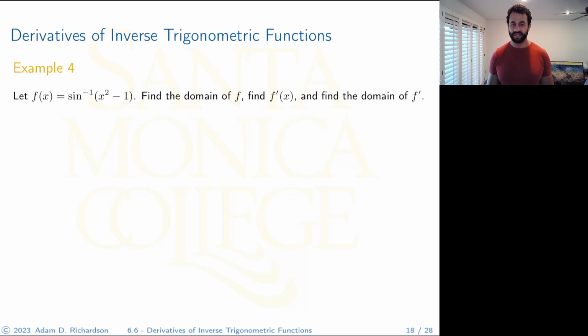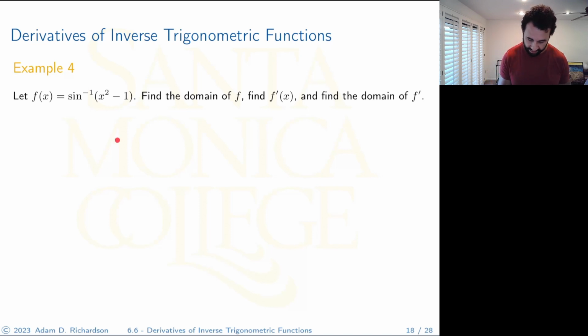All right, now let's do it together. So how do we find the domain of f? Well, first of all, what is the domain of sine inverse? Well, the domain of sine inverse is negative 1 to 1 inclusive, because that is the range of the sine function. So the domain of its inverse is the range. So it's negative 1 to 1.